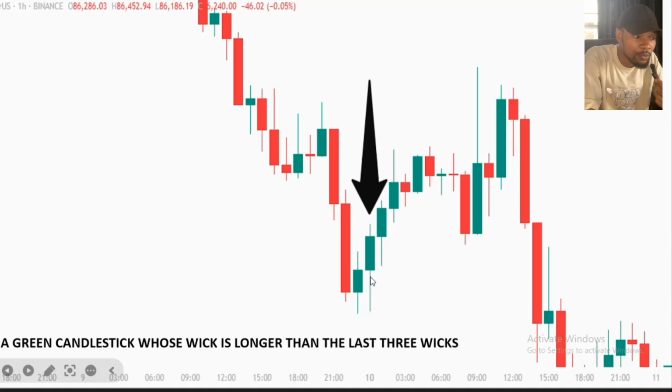So we are looking for a green candle whose lower wick is longer than the last 3 wicks, which means 1, 2, 3. So once you see an uptrend, you will check out for the next green candle. If its lower wick is longer than the last three, which is, yes, longer than the first one, longer than the second one, longer than the third one, we can enter into an uptrend. All right, we can enter into an uptrend. All right. Now I'm going to go to the next one.